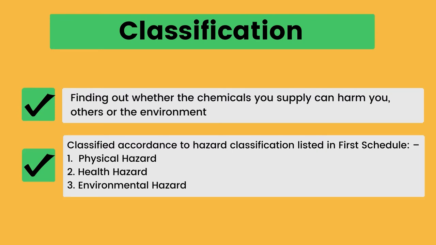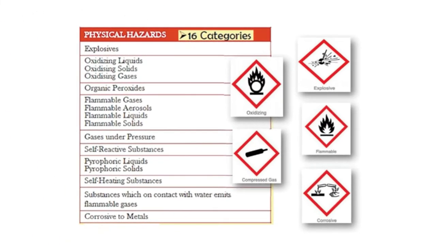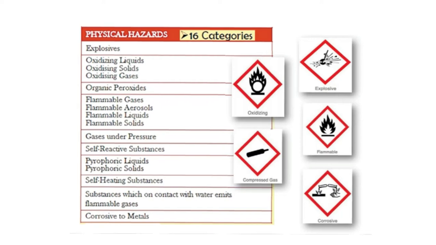Basically, chemicals will be classified in accordance with the hazard classification in the first schedule, including physical hazard, health hazard and environmental hazard. 16 categories in physical hazards include explosives, oxidizing liquids, solids, and gases, organic peroxides, flammable gases, aerosols, liquids, and solids, gases under pressure, self-reactive substances, pyrophoric liquids and solids, self-heating substances, substances which on contact with water emit flammable gases, and corrosive to metals.